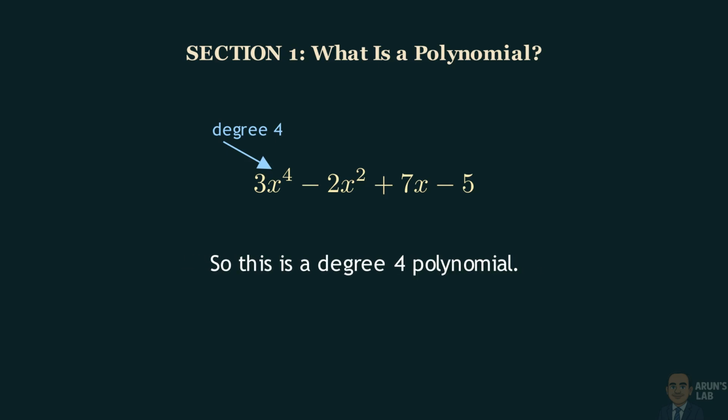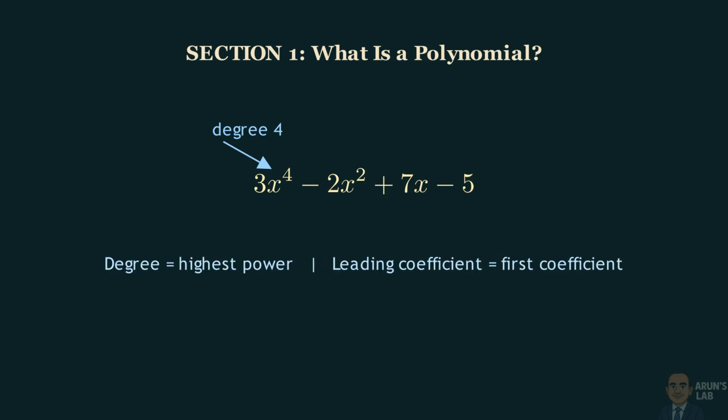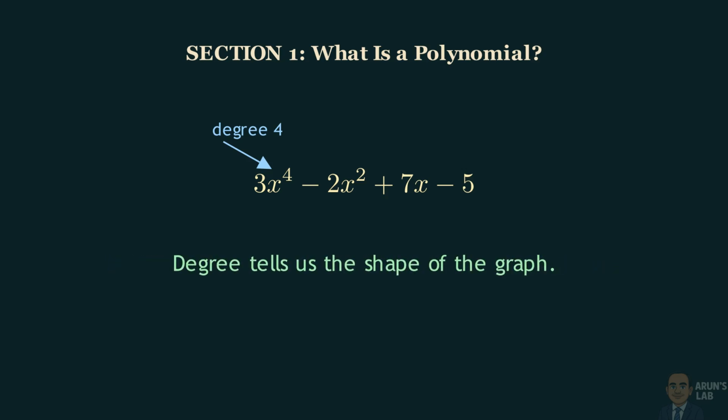A degree is equal to the highest power. So here, x^4. 4 is the highest power here. And a leading coefficient is equal to the coefficient of the highest degree term. So here the leading coefficient is 3, because x^4 is the highest degree and 3 is the coefficient of x^4. See, the degree tells us the shape of the graph.